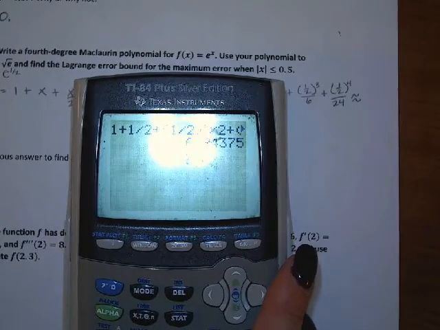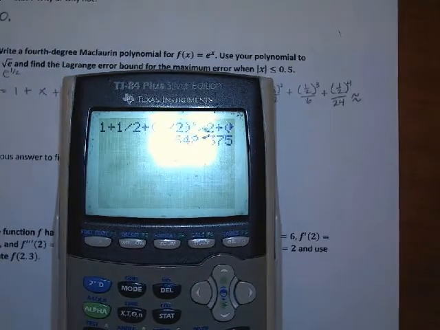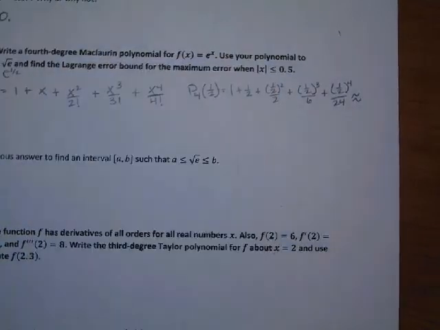I'm going to store this as A for approximation, because in the next answer we're going to have to do our interval, so I'm just going to store this as A.